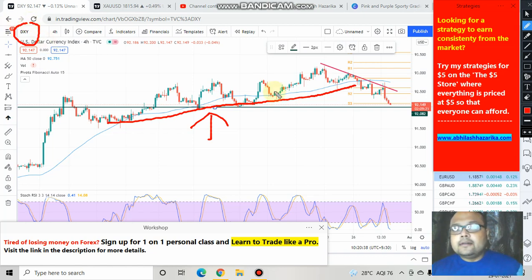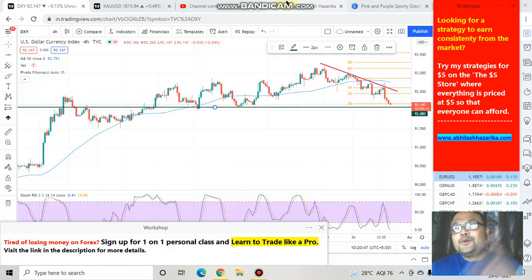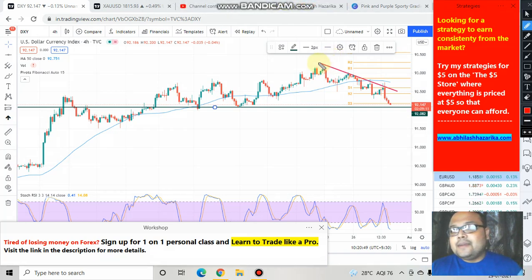You can see that previously it was an uptrend. This trend line was acting as support for the market, and right now we have a trend line which is acting as a dynamic resistance for the market. But still we have a support here. You can also draw this support on your platform.